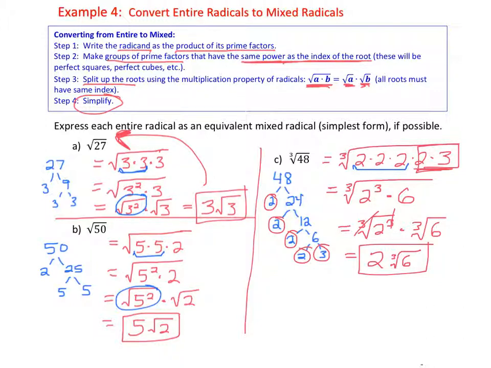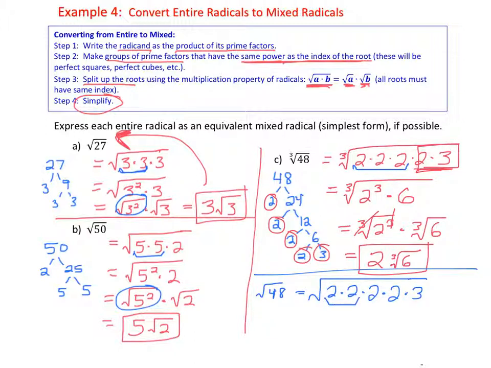Now I just want to quickly compare that to the square root of 48. So the square root of 48, we don't need to redo our factor tree, but let's rewrite that as the square root of the prime factors, 2 times 2 times 2 times 2 times 3. And because we're looking at the square root, we're looking for perfect squares, or groups of 2 equal factors. And we see that we have 2 of those. So we can rewrite that as the square root of 2 squared times 2 squared times 3.